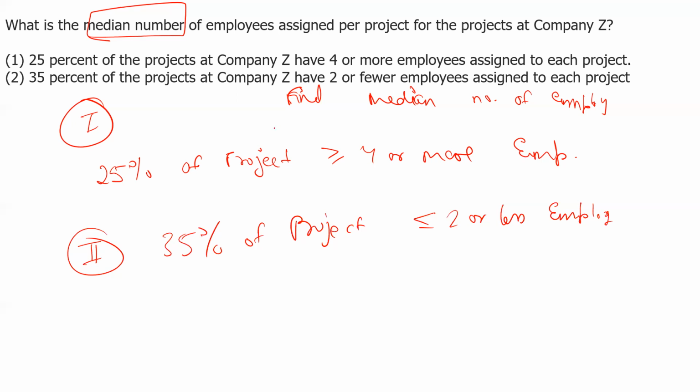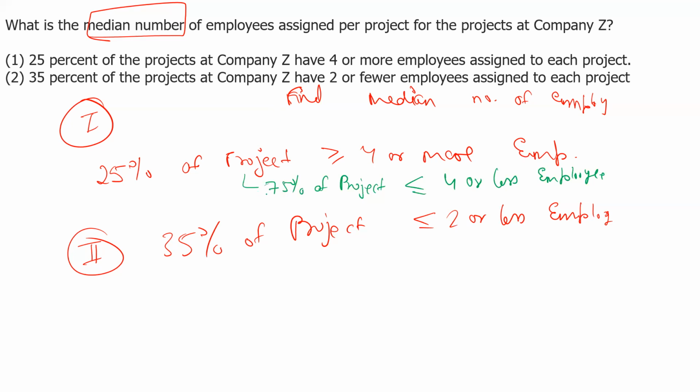So if I combine both of them, firstly, from the first statement, can I conclude one more thing? And the conclusion is that 75% of projects will be done with 4 or fewer employees. Can I say this? It's the concept of percentage that a complete number gives you 100%. If 25% of the projects are done by 4 or more employees, then definitely 75% of the projects will be done by 4 or fewer employees.